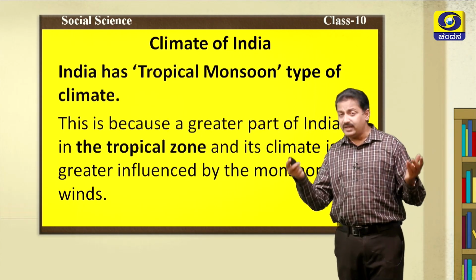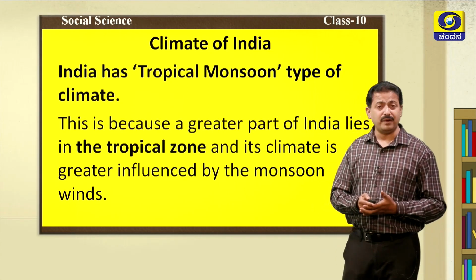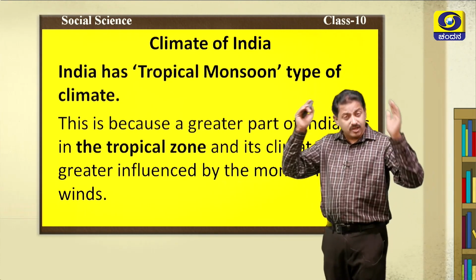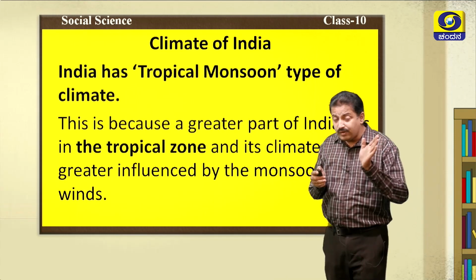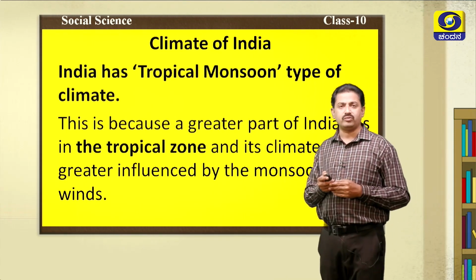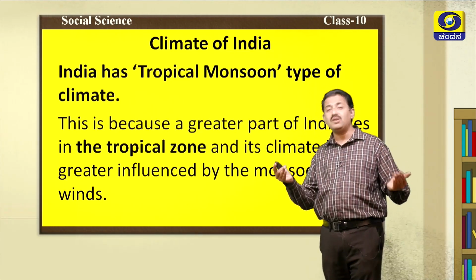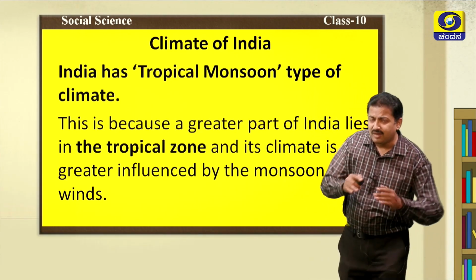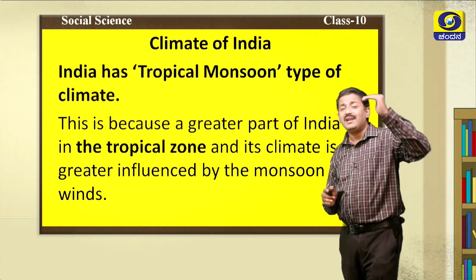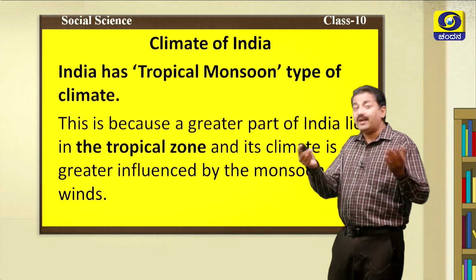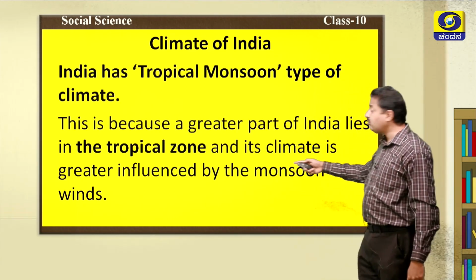How do you say India has tropical monsoon type of climate? Because the major area of India is influenced by southwest monsoons. So, therefore, we say India has tropical monsoon climate. It is just because the greater part of India lies in the tropical area and is influenced by monsoon winds.